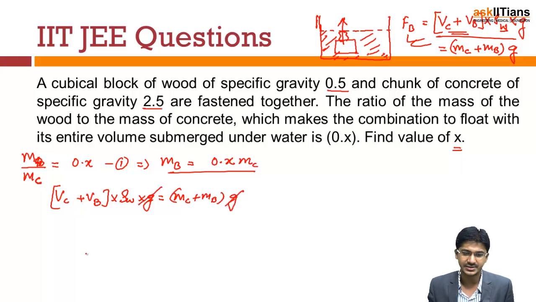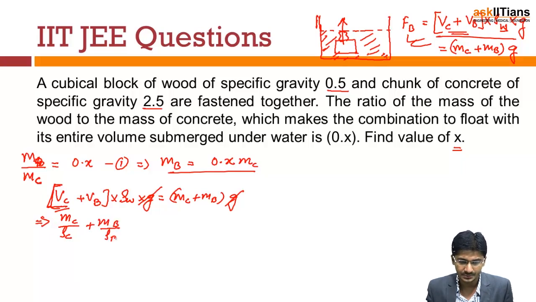Now this g gets cancelled out. Now how can we write the volume of C? We know that density is mass by volume, so if you write volume in terms of mass and density, what we have is mass of C by density of C plus mass of B by density of B, into the density of water, is equal to mass of C plus mass of B. Now what is the density of concrete?